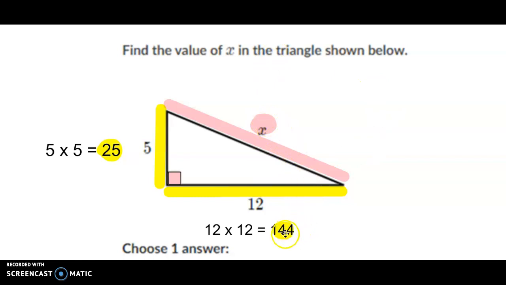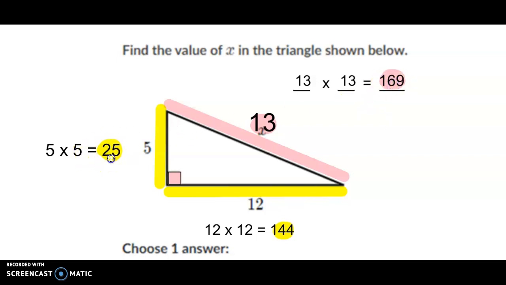So if I'm going to get larger than these numbers, I'm going to have to add those numbers together. And when I add them, whoa, I'm jumping ahead here. Great. 25 plus 144 equals 169. Where'd this 169 come from right here?